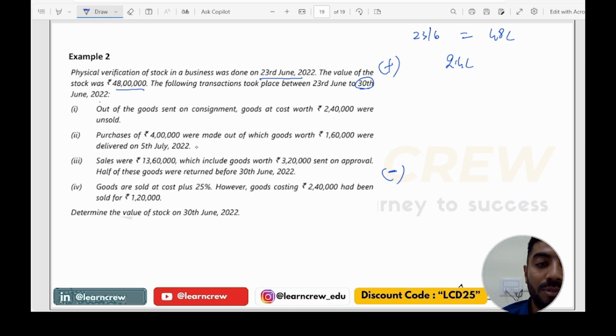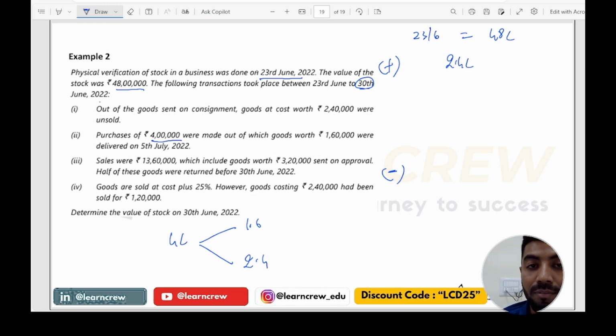Then purchase of 4 lakh were made, out of which goods worth 1,60,000 were delivered on 5th July. So two things to be considered here. First, we have made a purchase of 4 lakh. Out of this 4 lakh, to be bifurcated into two. One is 1,60,000, delivered on 5th of July. The remaining 2,40,000 has been delivered within the date.